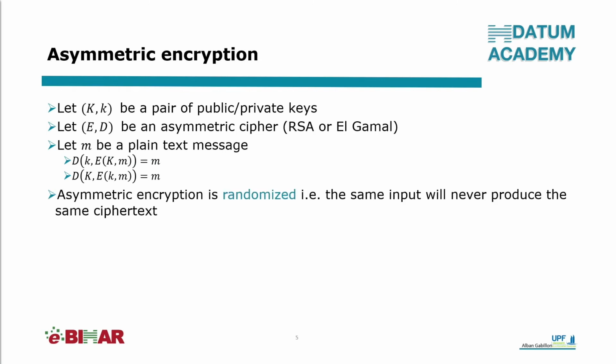Asymmetric encryption is randomized. That is, the same input will never produce the same ciphertext. Since I will not present ElGamal and RSA, I will not present how these ciphers are randomized. The randomization of these ciphers is of course intended to prevent security problems similar to those related to the electronic codebook mode of operation of block ciphers.